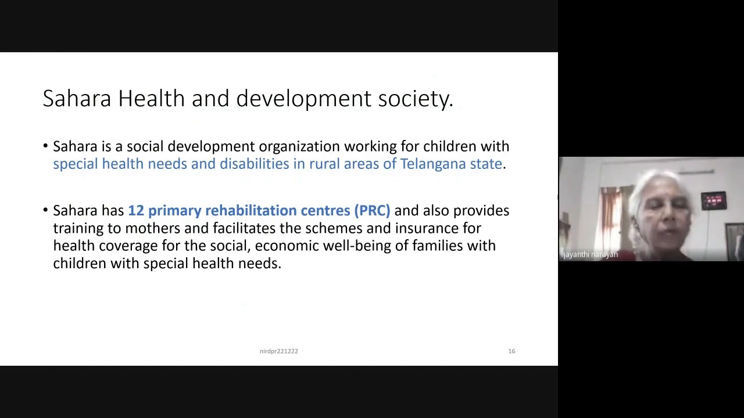Before that, let's just have a look at what is Sahara. It's a social development organization working for children with special health needs. Just like PHC, they have 12 PRCs, Primary Rehabilitation Centers. They have got electric auto rickshaws that go to the houses of the children and pick them up to the center for the therapy and support systems that they require. They also assist with how to get insurance that the children have an entitlement to, or other socio-economic drives of the government, how to access that. As I told you, it is in Sangareddy, Mehboob Nagar and Hyderabad, in this area. And currently, Mr. Shankar was telling that they have extended in Orissa and other places. Next one, please.